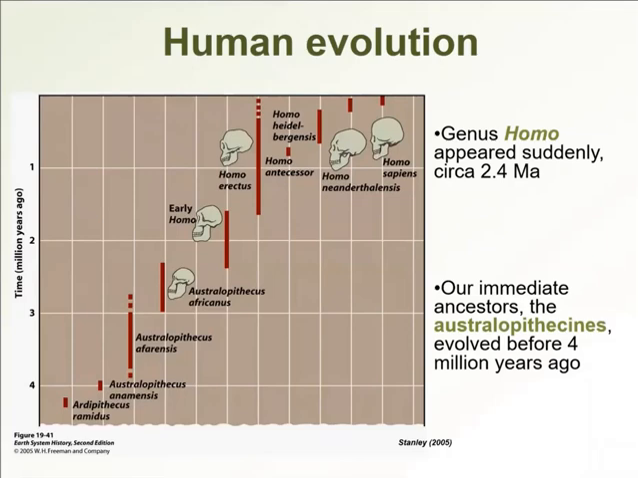The Holocene is the most modern epoch. I'm sorry, 300,000 years ago is when Homo sapiens appeared. The Holocene, which is the modern epoch, started about 12,000 years ago. So we as a species are very young, extremely young, compared to other species. And this is our evolution.